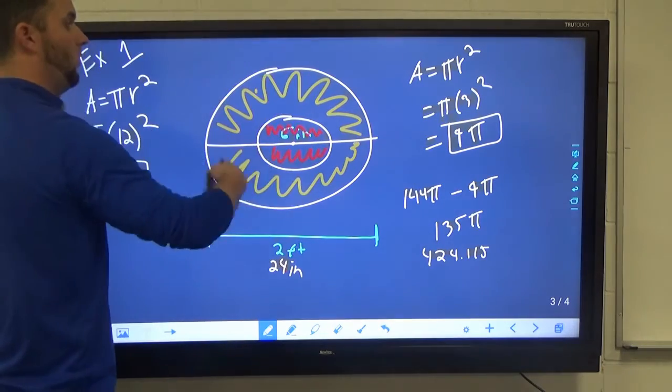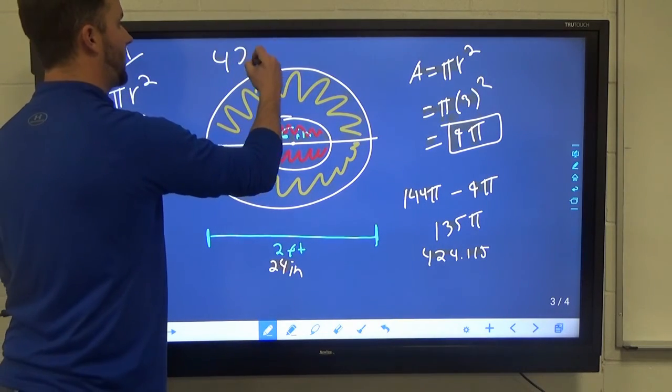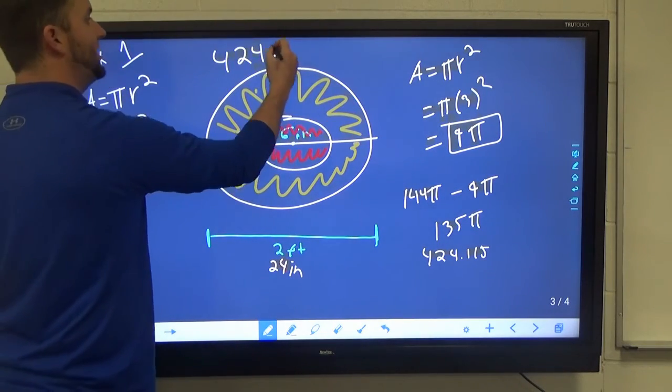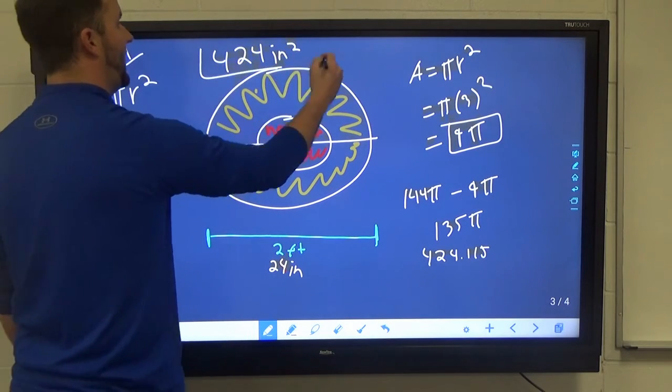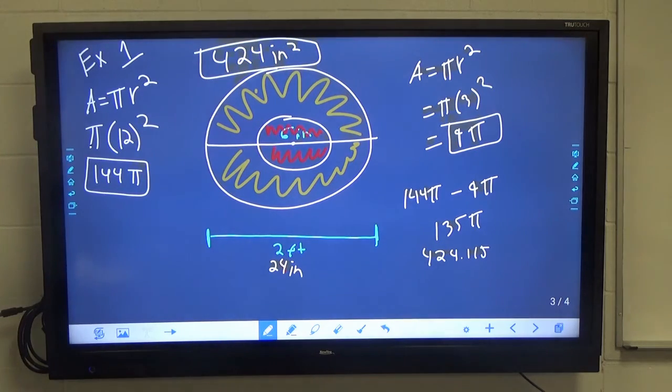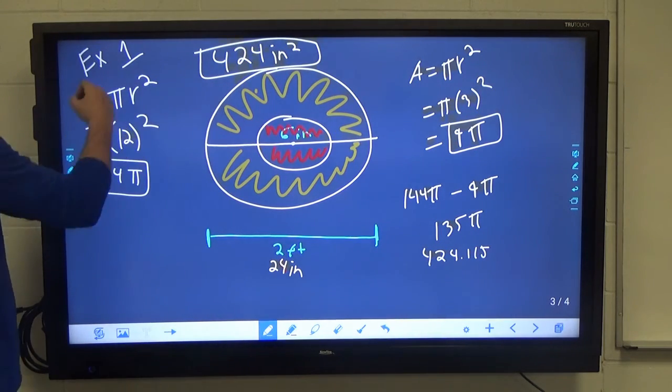So that means the whole yellow area would be 424 inches squared. That would be the area of the whole circle. So the reason I wanted to do this is so we could get some area work here.